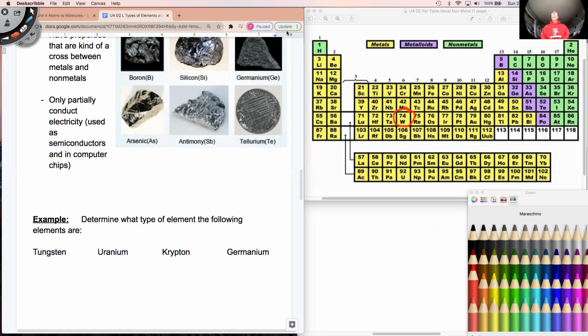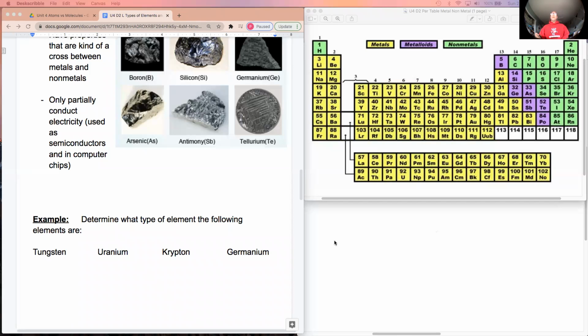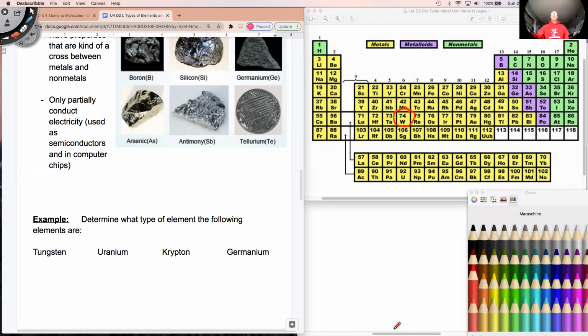So what do you think? Do you think that tungsten is a metal, a nonmetal, or a metalloid? Good. So tungsten is going to be a metal because it's sitting right in the middle of this yellow section here. So that's tungsten, symbol W. It's going to be a metal. Let's look at uranium. Uranium is right down here. Element number 92. It's a U. You think that's a metal, a nonmetal, or metalloid? That's right, it's a metal.